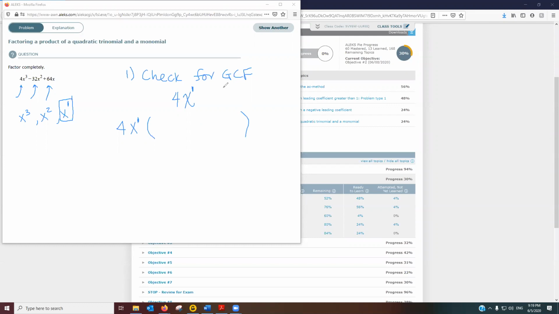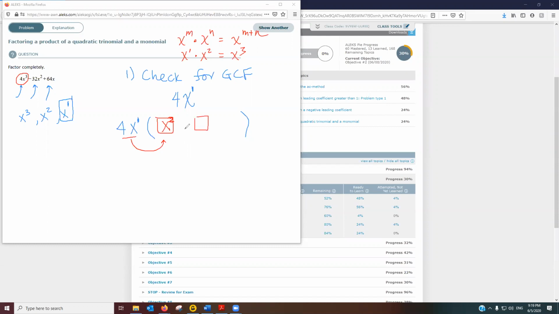Now I've got to figure out what's left over inside the parentheses. All right, so I need 4x to the 1 to multiply this box and get me back to 4x to the third. Well, 4x to the 1 times x squared would get me back to 4x to the third. I'm using the property here that says if you have x to an exponent, multiplying x to another exponent, this is where you add the exponents together. So x to the 1 times x to the 2, I would add those exponents together to get x to the 3.